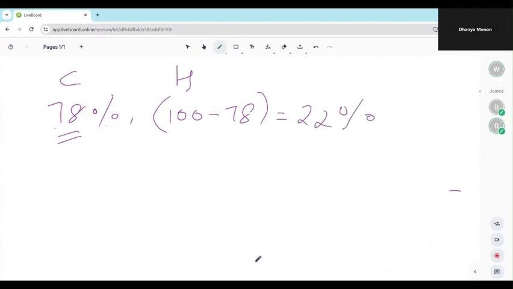So what is the first step to find the empirical formula? Find the number of moles. For moles, you divide by molar mass or atomic mass because it's an element. Carbon is 12, as mentioned in the question, and hydrogen is 1. So we are dividing carbon's percentage by 12 and 22 by 1. So we get what?